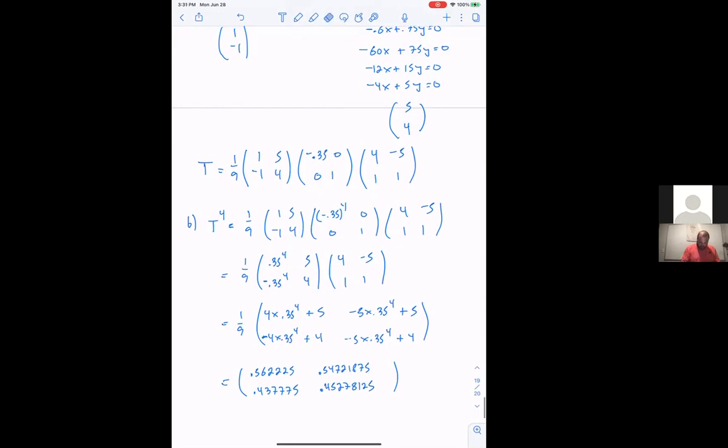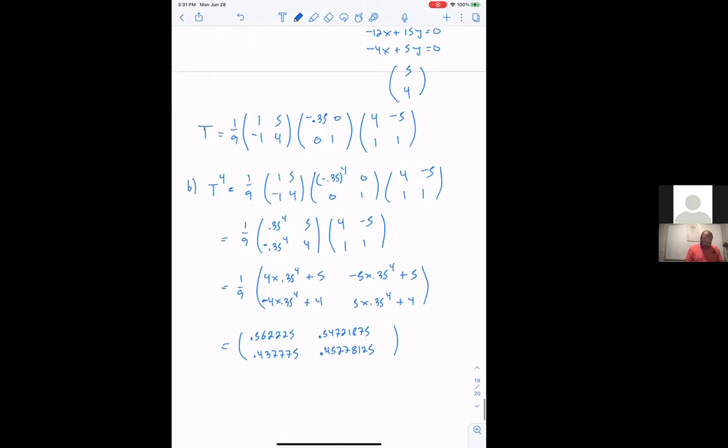It should be positive 5, not negative. 5 times 0.35 to the fourth plus 4 divided by 9, and that fixes everything. Yes, a negative times a negative is in fact a positive. I knew that.